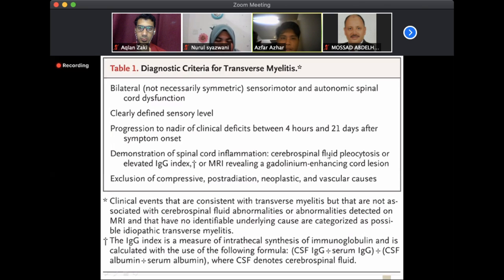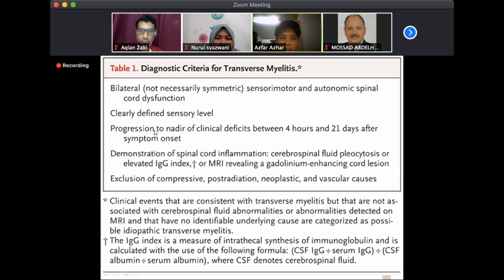Okay, so this is the diagnostic criteria for transverse myelitis. First one is bilateral, but not necessarily symmetrical, sensory, motor or autonomic spinal cord dysfunction, because the lesion is on the spinal cord itself. The spinal cord has a specific level that we already learned. So in the physical examination, the finding will show a clearly defined sensory level, because that's how we know the exact involvement of the spinal cord.